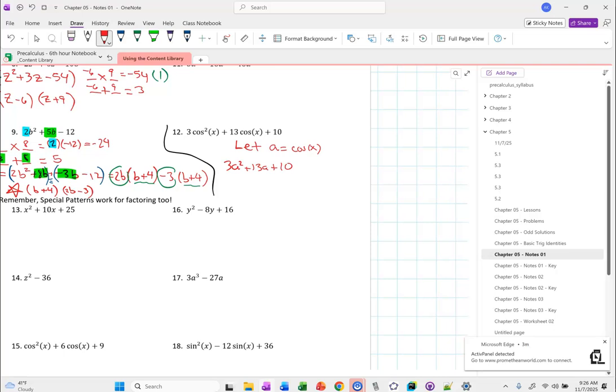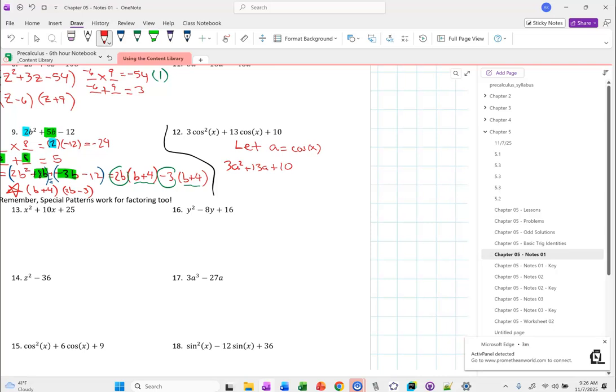Every time we can take something new and turn it into something we already know how to do, we're doing a good job. Because we don't want to invent new methods, we just want to turn the new thing into the old thing. Good? Okay.